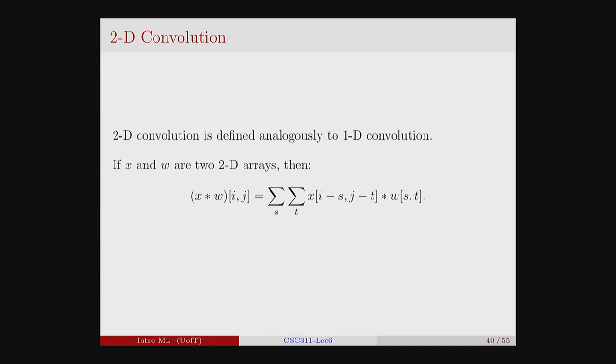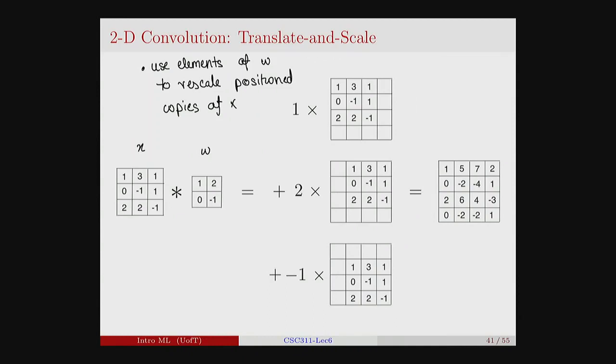But if you're working with images, you need 2D convolutions because you want this operator, this filter, to operate over both the height and the width dimension of the input image. The mathematical definition is analogous, and we're going to apply the same two methods that I identified in the 1D case, but now in the 2D case. Here we're going to use elements of W to rescale positioned copies of X. X and W are commutative, which is why we're able to do that.